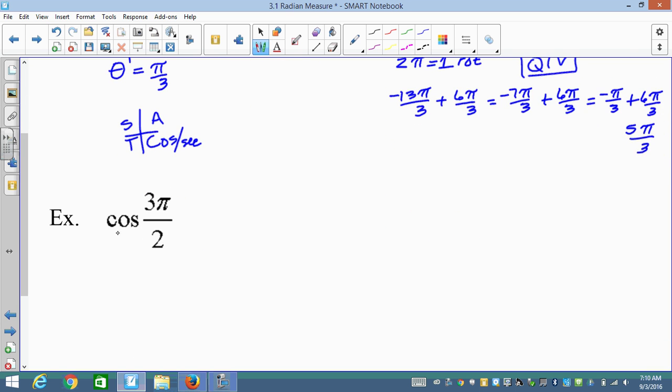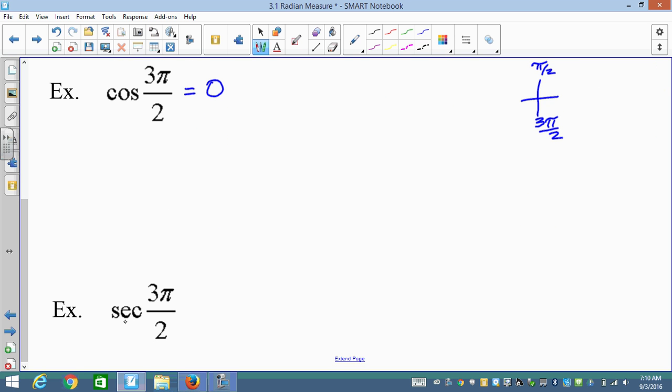Okay, next one, cosine of 3 pi over 2. Remember this is pi over 2, and this is 3 pi over 2. So no quadrants. We just know that down here the y's are negative. But your x value is 0. So if you went to cosine of 90, you would have found 0. Nothing more to that one.